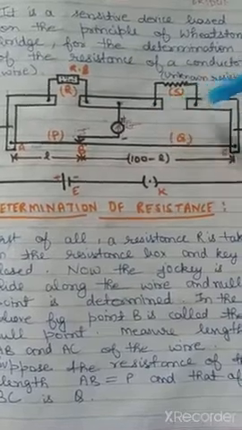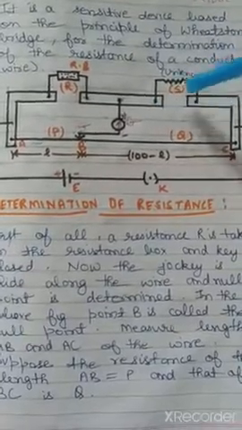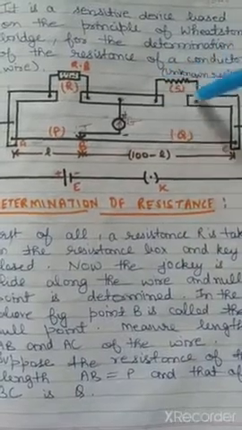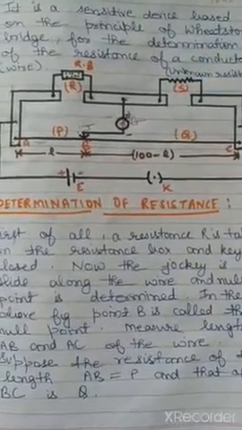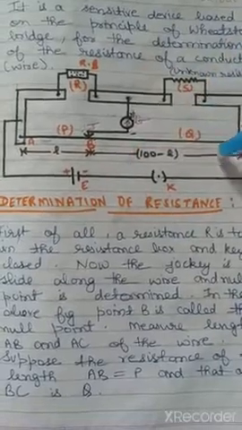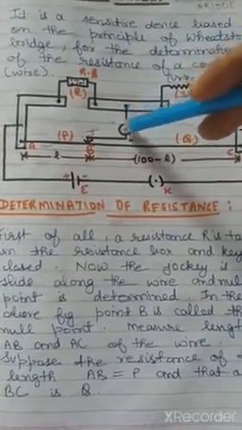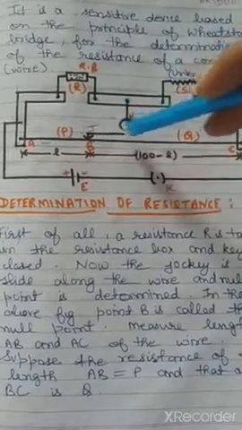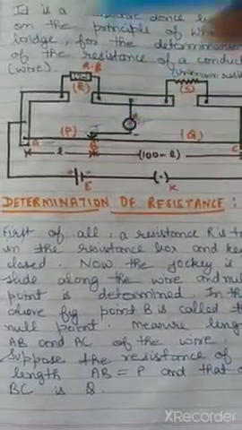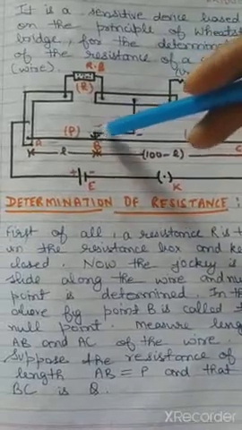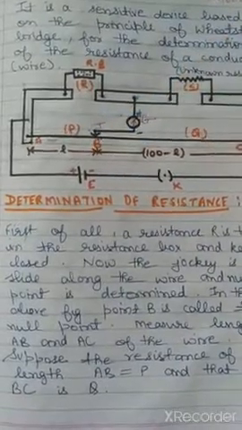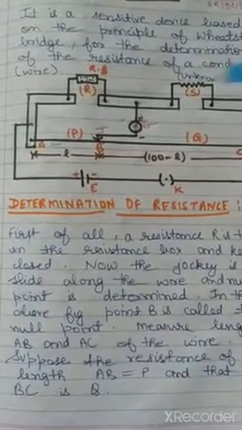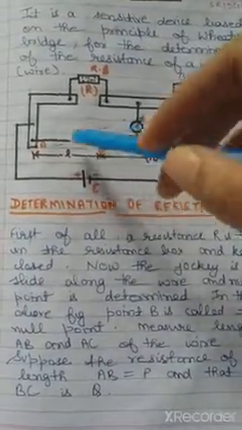Now between these two binding screws we connect the unknown resistance, meaning the wire whose resistance we are going to find out by this experiment. This binding screw is connected with a galvanometer: the positive terminal is connected with this binding screw, and the negative with a jockey. We use this jockey to find the null deflection. The purpose of the jockey is basically to touch this wire; the jockey slides on this wire.